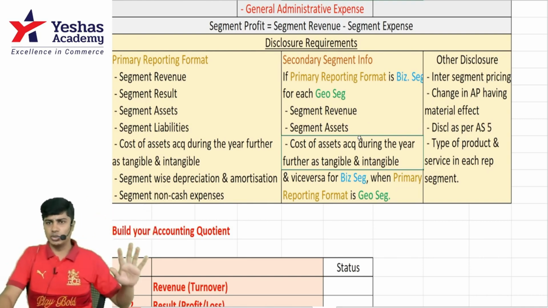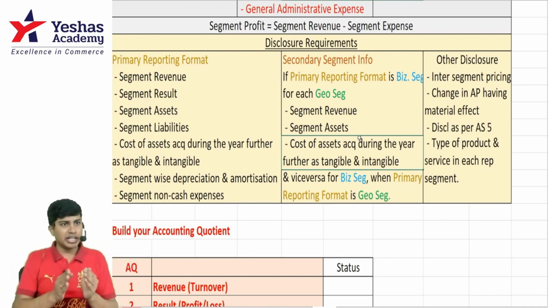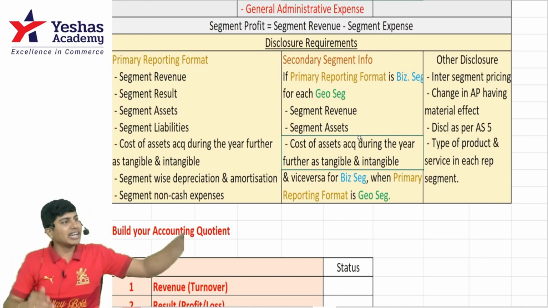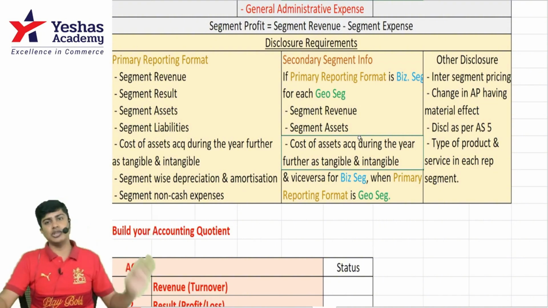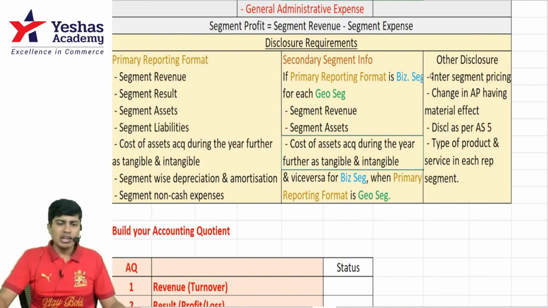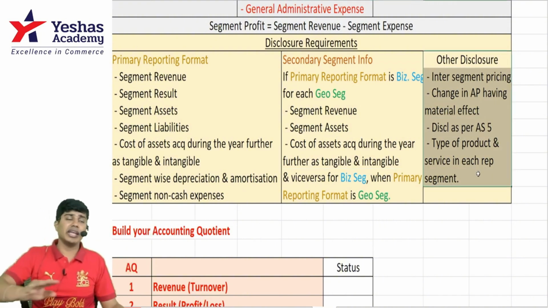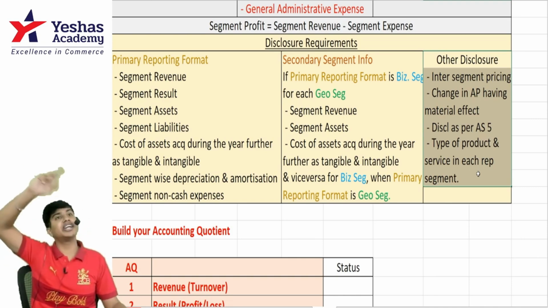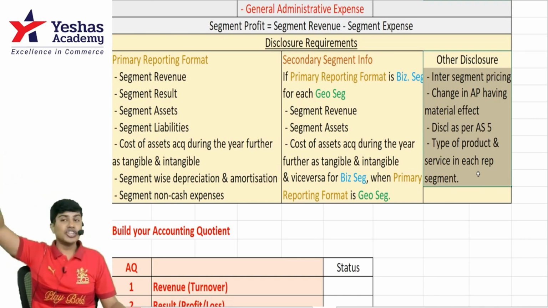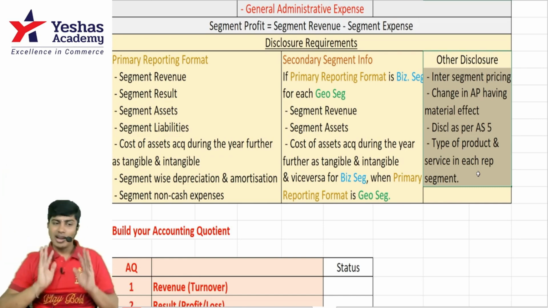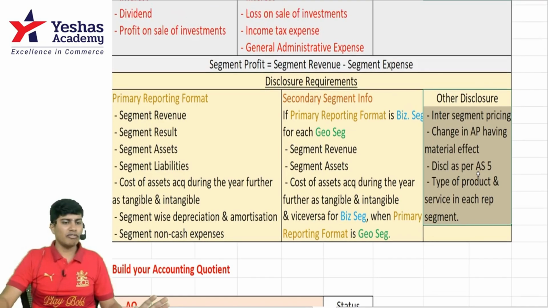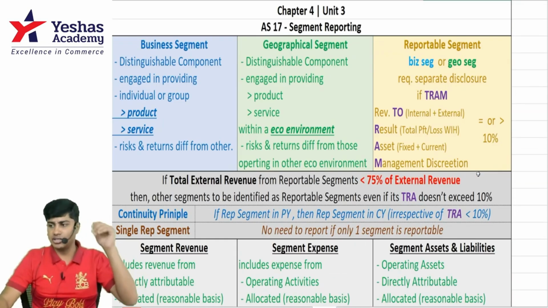This is secondary disclosure. If your primary disclosure is geographical segment, secondary is business. If your primary disclosure is business segment, secondary will be geographical. I hope you got it. If any other disclosures are required by other accounting standards, like Accounting Standard 5, extraordinary item, change in prior period item, change in estimate, you also disclose the same. And this comes to be a quick revision of our Accounting Standard 17, segment reporting.